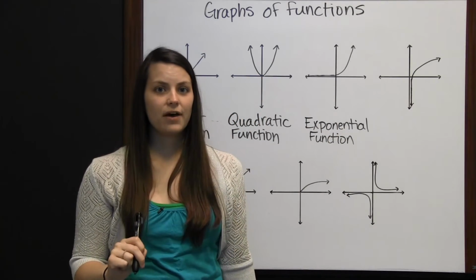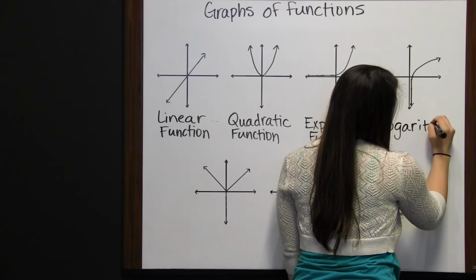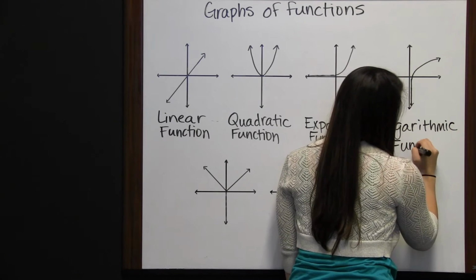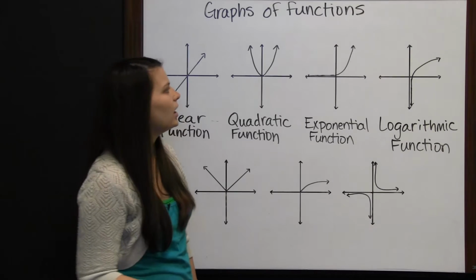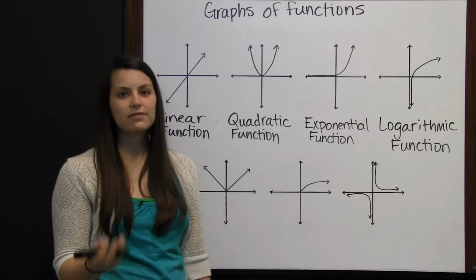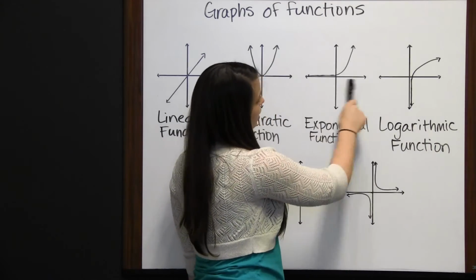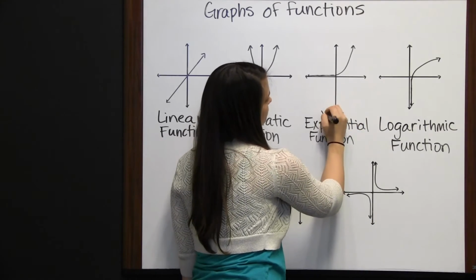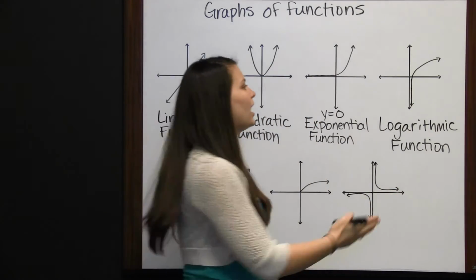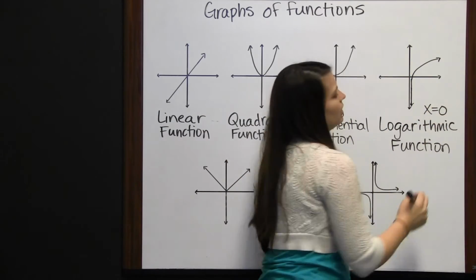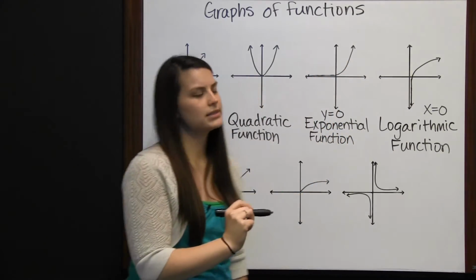This next graph is the graph of a logarithmic function. A logarithmic function is the inverse of an exponential function. We should also talk about the asymptotes of an exponential and a logarithmic function. An exponential function has a horizontal asymptote of y equals 0. While a logarithmic function, since it's the inverse of an exponential function, has a vertical asymptote of x equals 0. And an asymptote is just a line that the graph is approaching but doesn't cross.